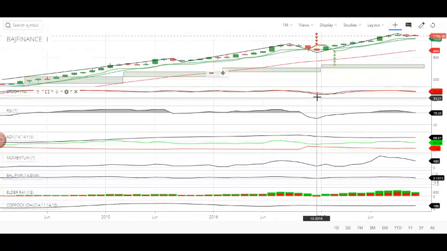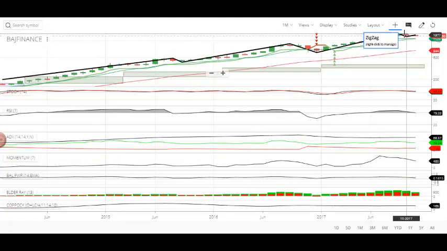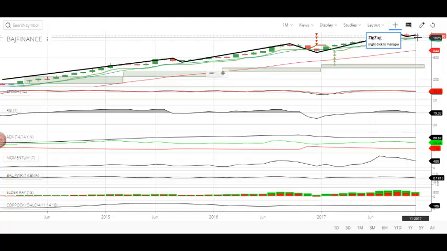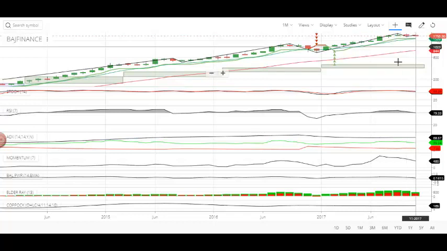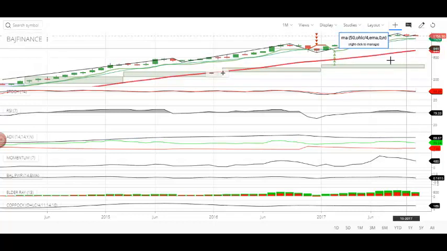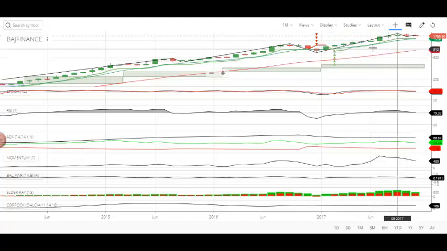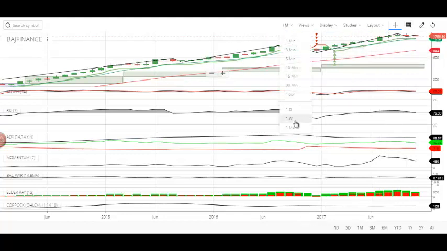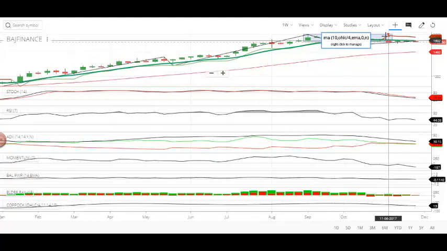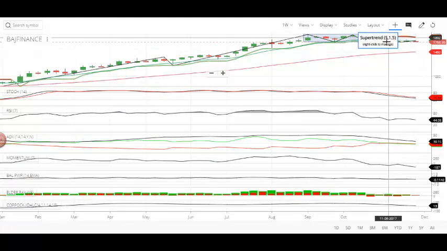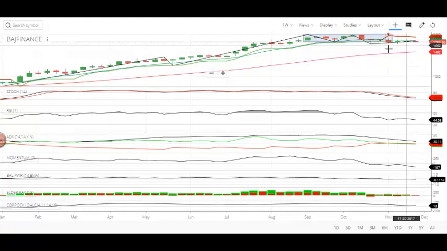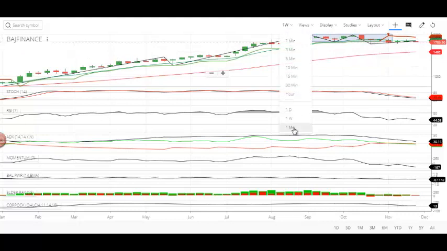Having said all these things, I see these two red candles here. This red candle is November month, and this is October month. Why were these two red candles formed? So there is a point here. On the weekly chart, at the same time, we are seeing the stock has come under the influence of negative super trend mode. So this is the reason why we are seeing these two red candles here.